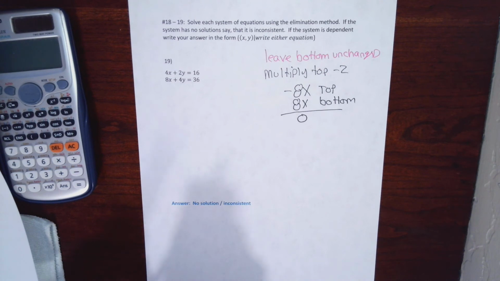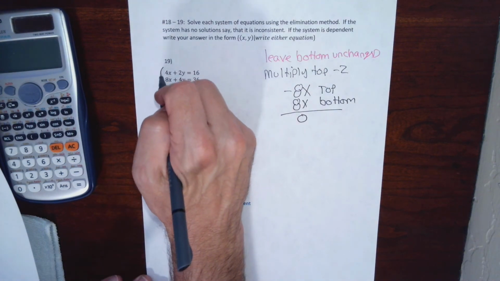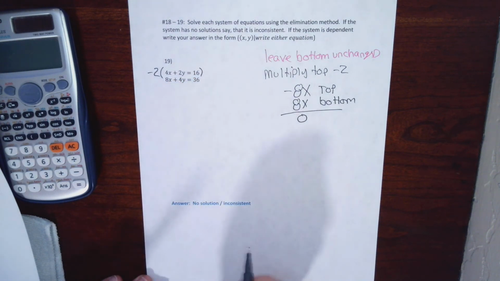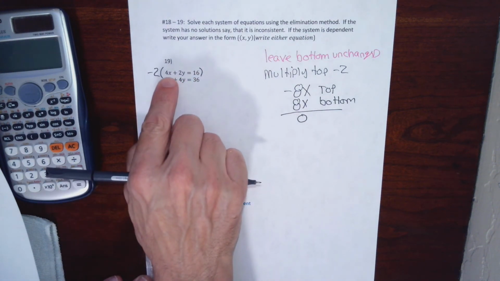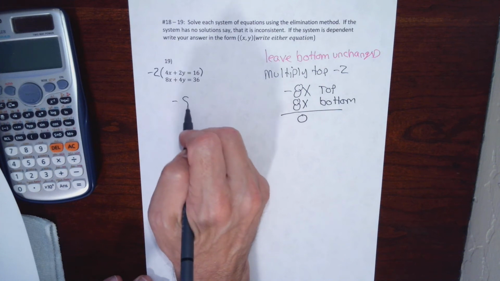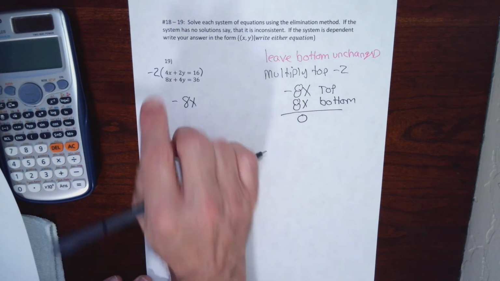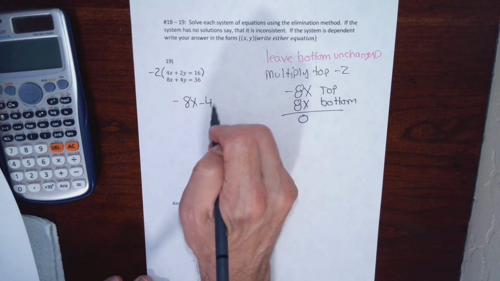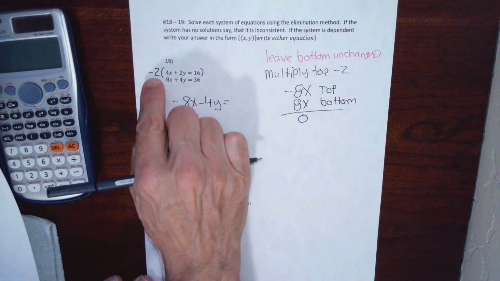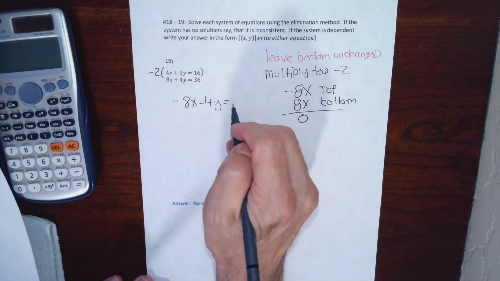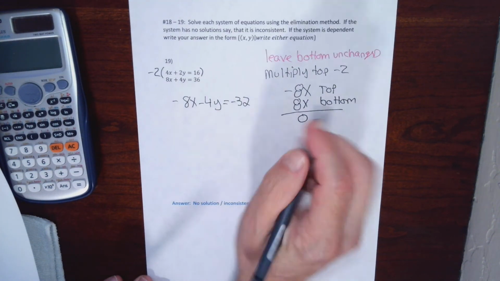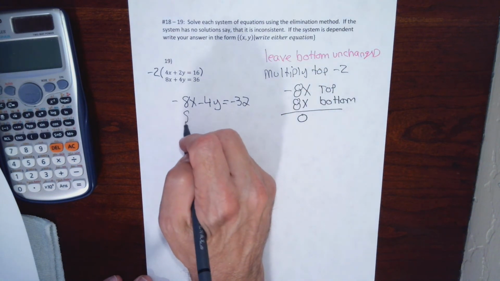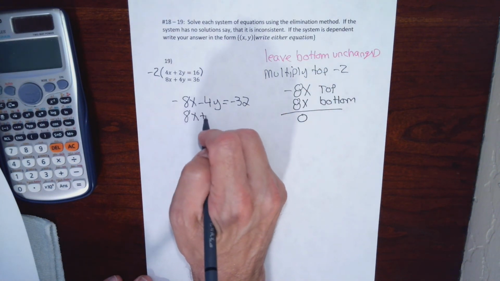Turns out that I'll also wind up dropping out the y's. And that's not so great, but I'll deal with it. So top equation by negative 2. I go negative 2 times positive 4x, negative 8x, negative 2 times positive 2y, negative 4y, negative 2 times positive 16, negative 32. So I'm multiplying the top by negative 2. I'm leaving the bottom equation unchanged.